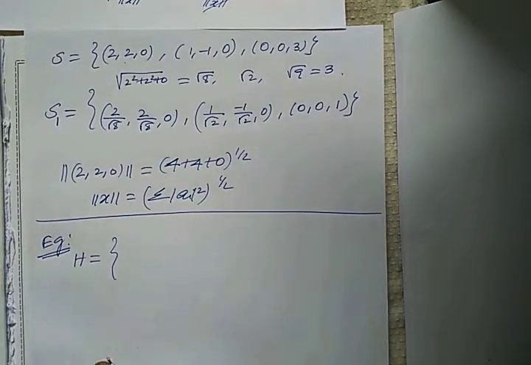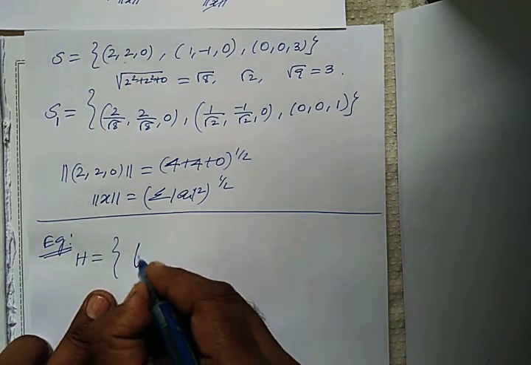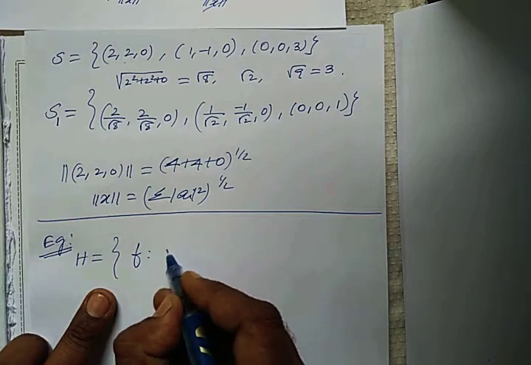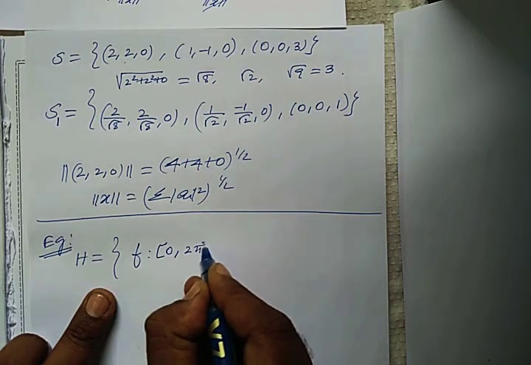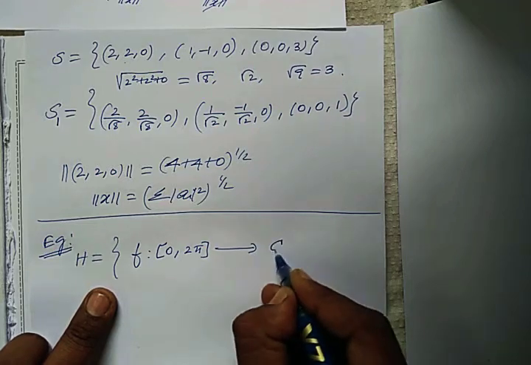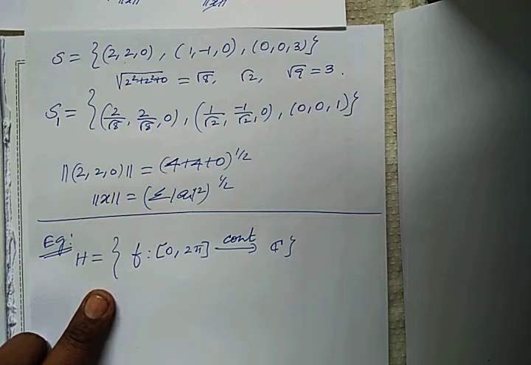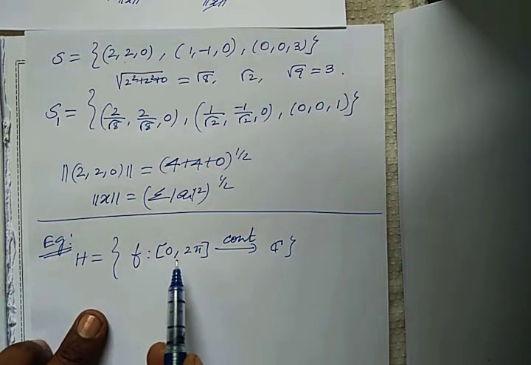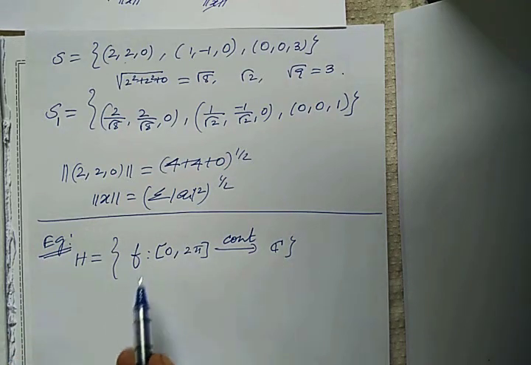Now consider the following set. H is equal to the set of all continuous functions defined on the interval 0 to 2 pi to the complex plane. These are all continuous functions from here to C. This is a vector space over the complex numbers. Verify this.